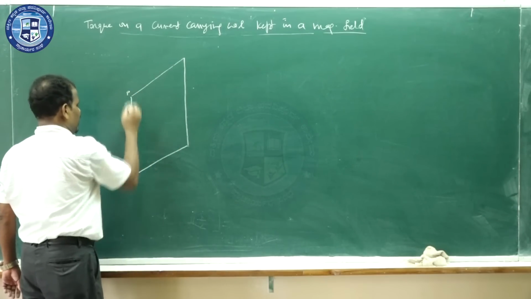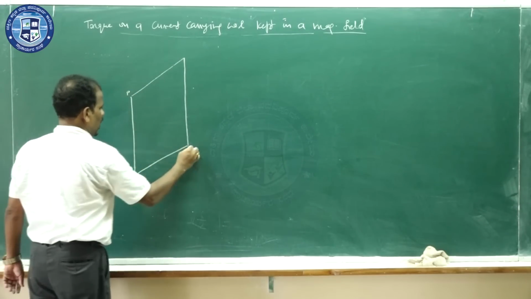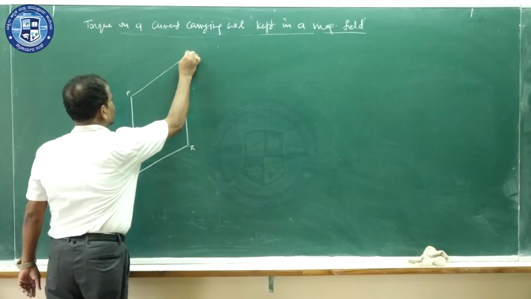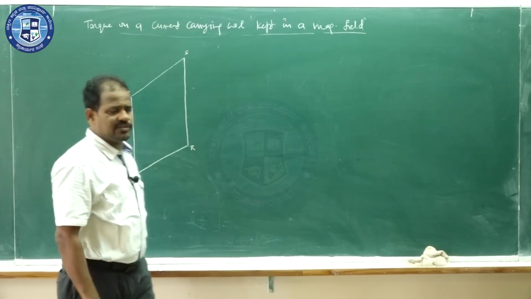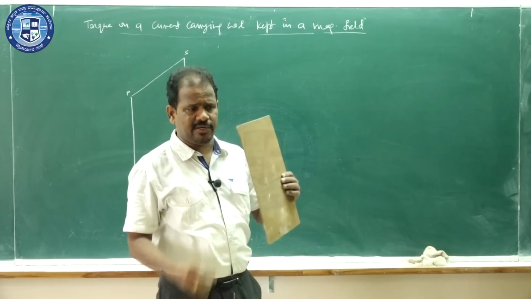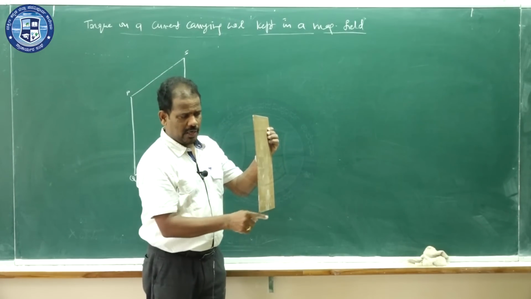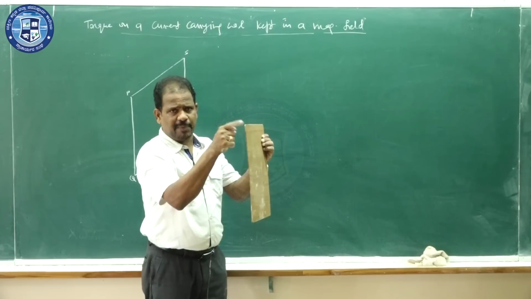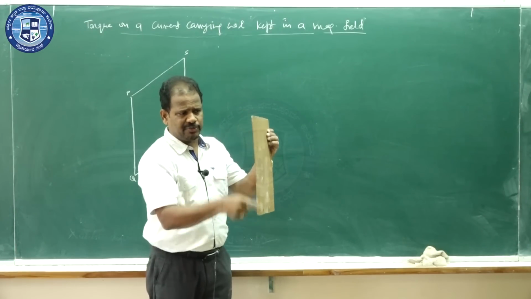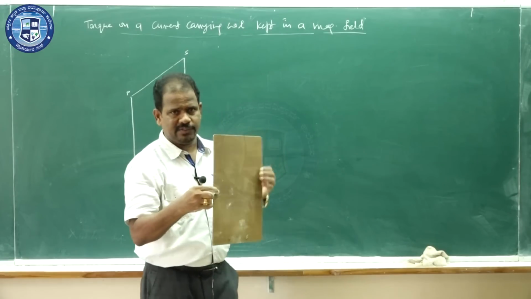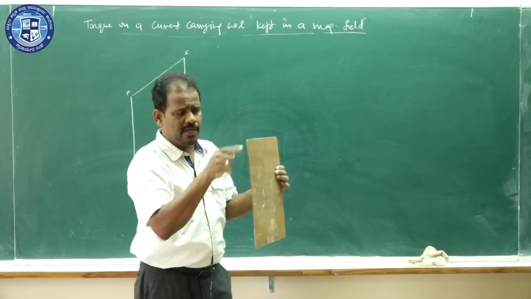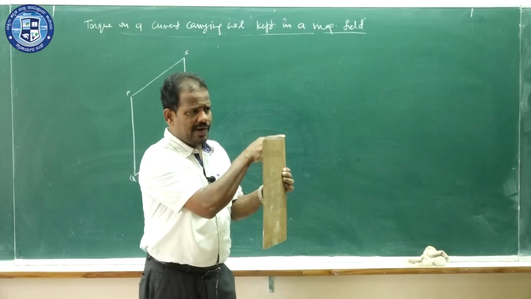Coil P, Q, R, S. Consider a rectangular coil. Listen here. This is P, Q, R, S. This is the P part. P, Q is the front part. Imagine, easy for you to understand. This is P, Q, R, S.